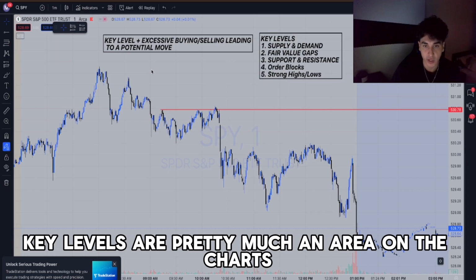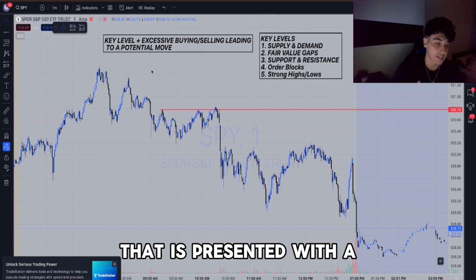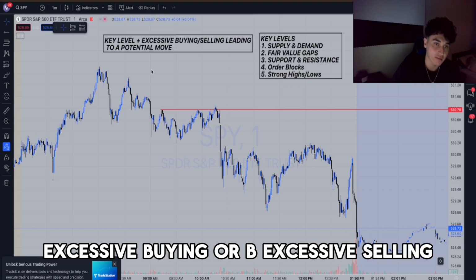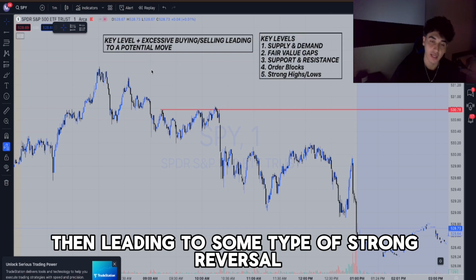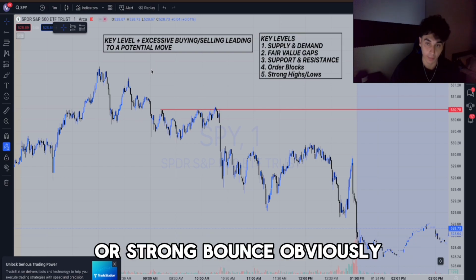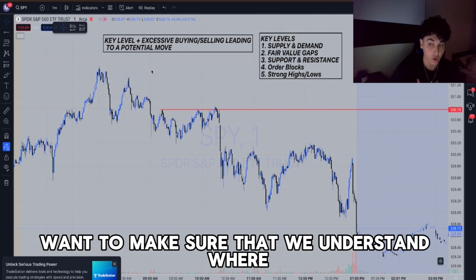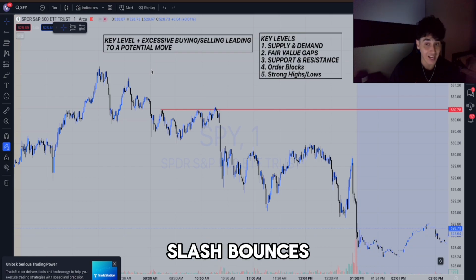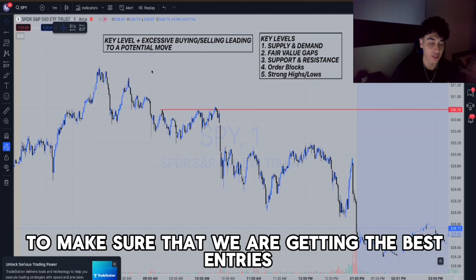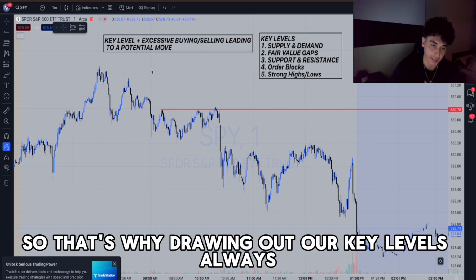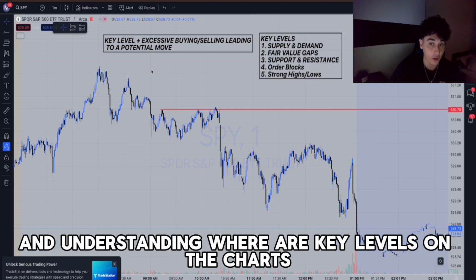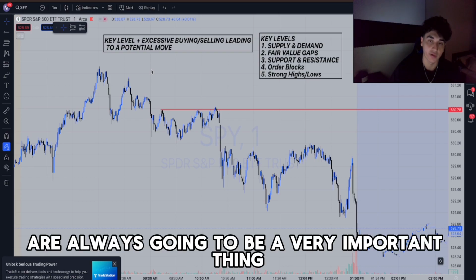Key levels are pretty much an area on the charts that is presented with A, excessive buying, or B, excessive selling, then leading to some type of strong reversal or strong bounce. Obviously, we as traders want to make sure that we understand where those reversals slash bounces are going to be, to make sure that we are getting the best entries and exits within our position. So that's why drawing out our key levels, and understanding where our key levels on the charts are, is always going to be a very important thing.